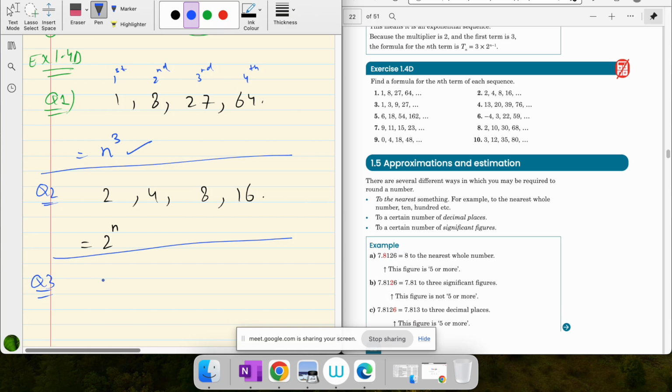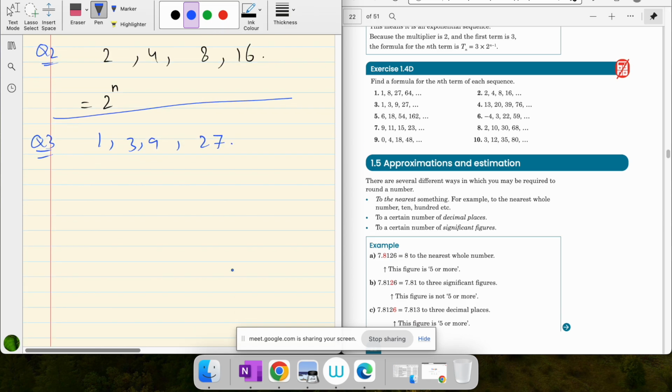Question number 3. 1, 3, 9, 27. And meanwhile, when will we get our results? Sorry, when is the result for the test? 10th.